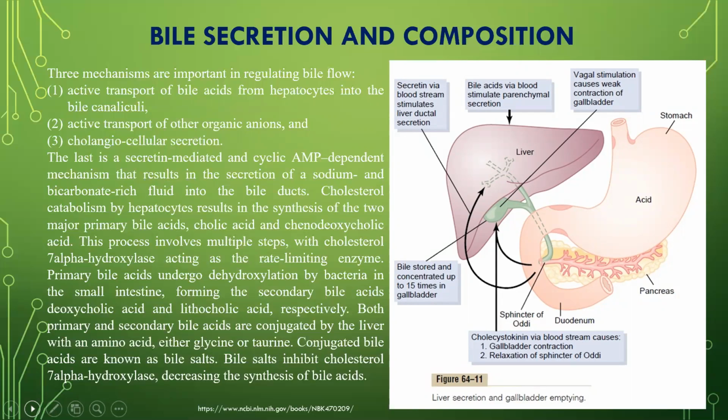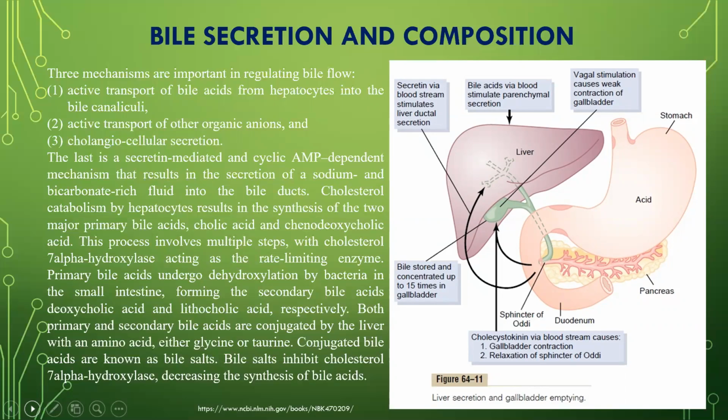Cholesterol catabolism by hepatocytes results in the synthesis of two major primary bile acids, cholic acid and chenodeoxycholic acid. This process involves multiple steps, with cholesterol 7-alpha hydroxylase acting as the rate-limiting enzyme.